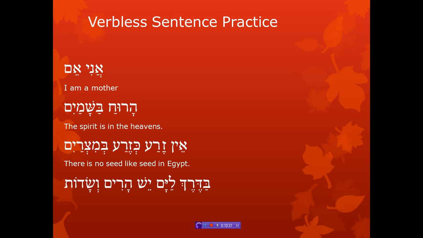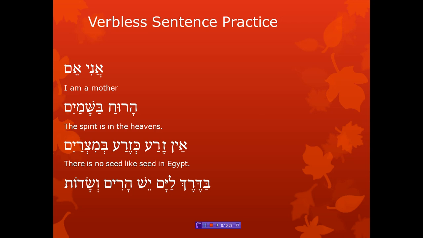So it's saying that Egypt has the best seed, apparently. And in this sentence, it makes sense to translate Zerah as a seed as opposed to descendant or something like that. But again, notice there is no verb in this sentence whatsoever. The verb is really assumed in the word ein, the first word in the sentence.